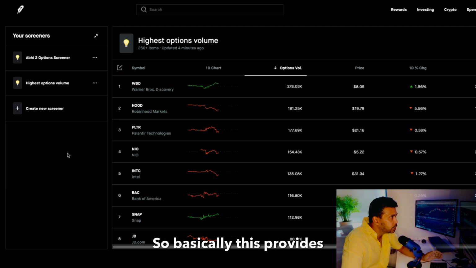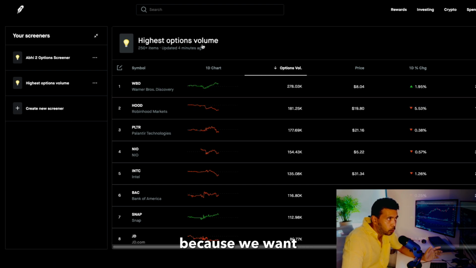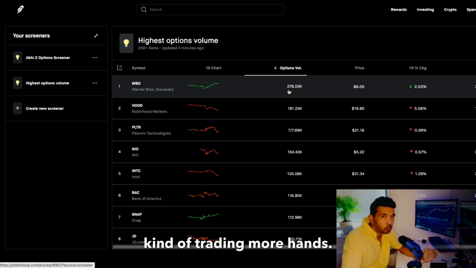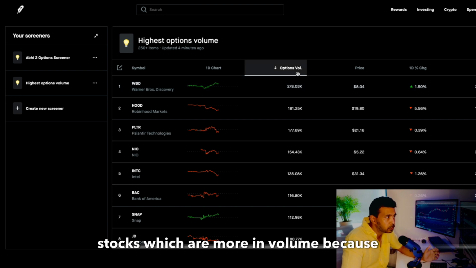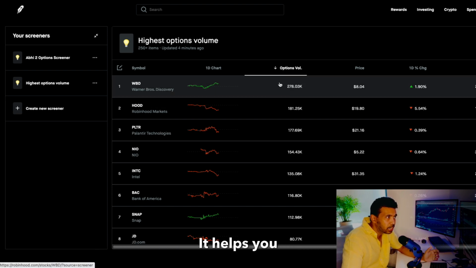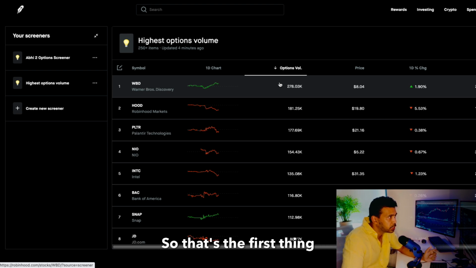So basically this provides the highest options volume, which is good because we want stocks which are trading more hands. That's why we want to see stocks which are higher in volume, because that provides the liquidity. It helps you close or open positions very easily. So that's the first thing, and which is good. We don't have to change that.